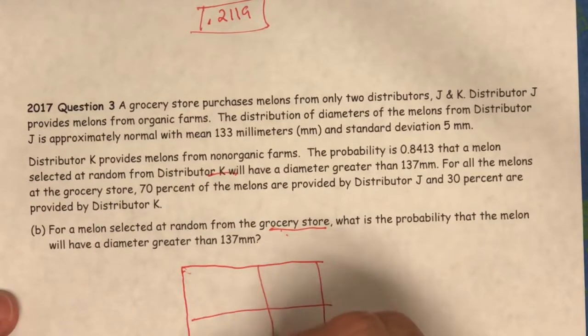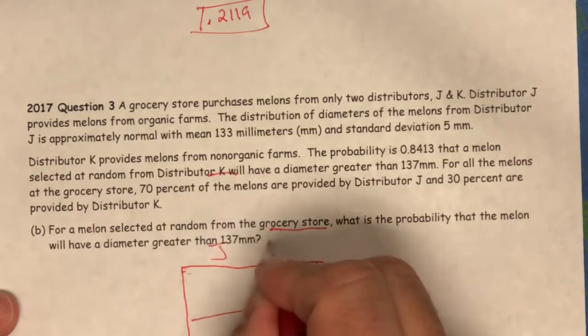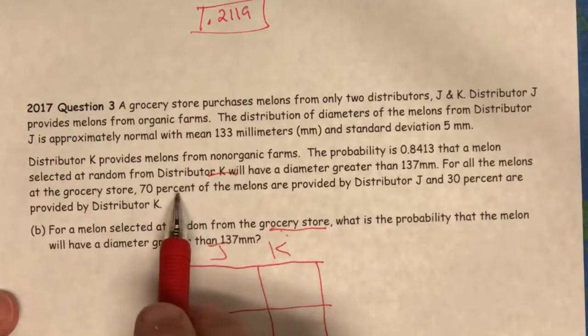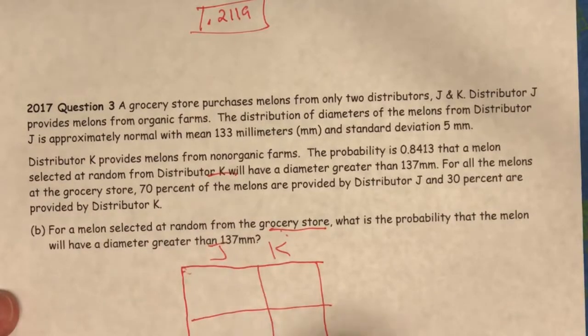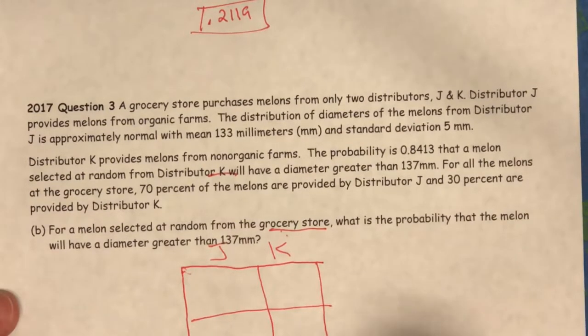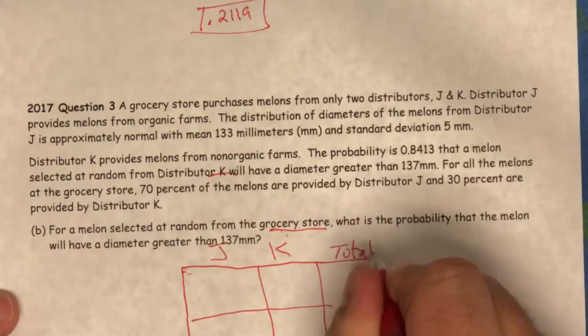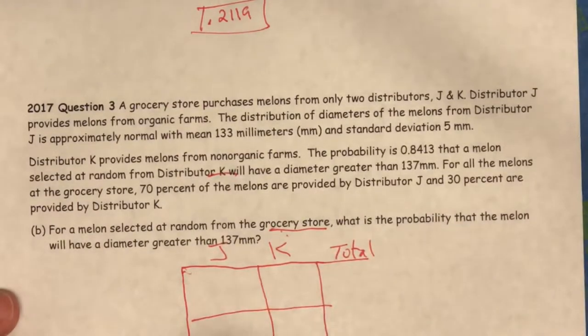So I'm going to label this distributor J and distributor K, and I'm doing that because they tell me that 70% of the melons come from J. Well, there's no condition on that. It's not related to two variables, so I can write that down just the way it is. Well, if that's 70%, then this is 30%. Obviously, it sums to 1. Now, this is a bit picky, but AP really wants us to label that as total, so we need to put total, make sure that we know that we've labeled our totals.